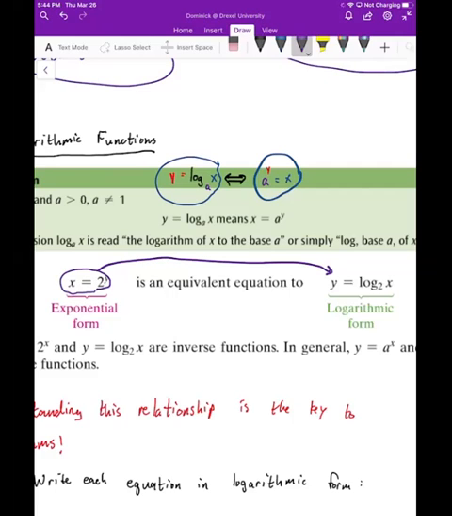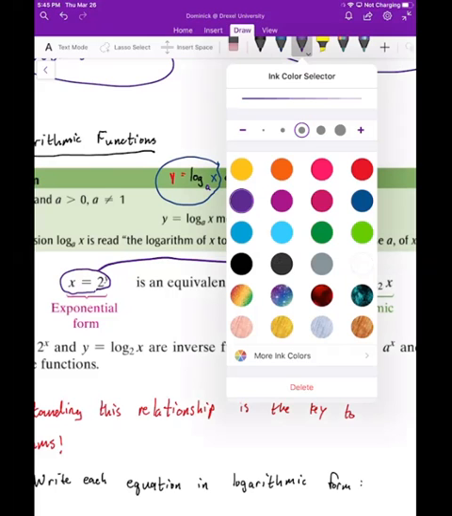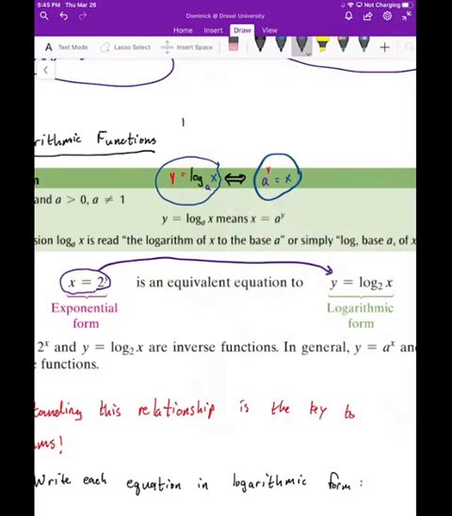Now, one thing that I've always stressed when I teach logarithmic and exponential equations is that no matter what, the base in either form is still the base. So the base is always the base, right? So this A in the exponential form is known as the base, and this little A down here is also the base of the logarithm. So in both cases, A is still the base, right?